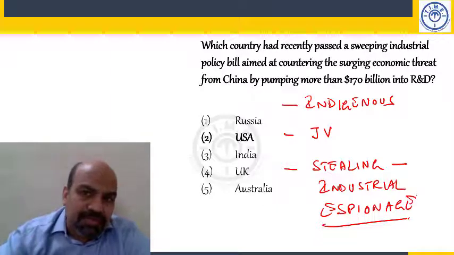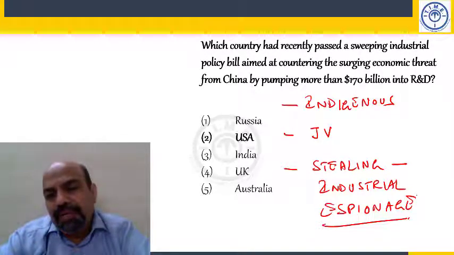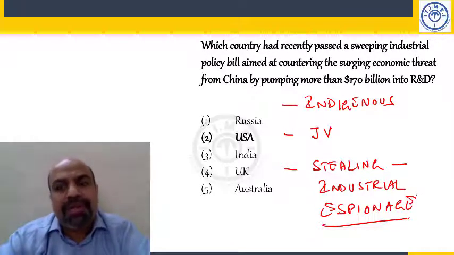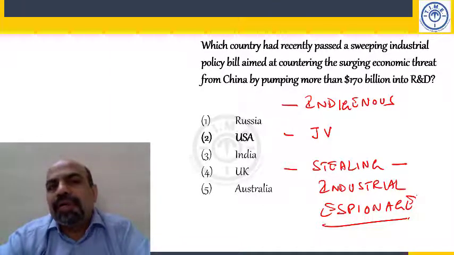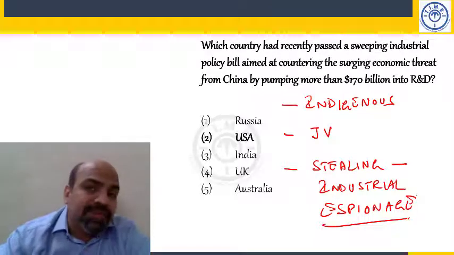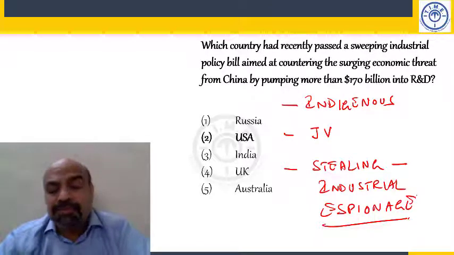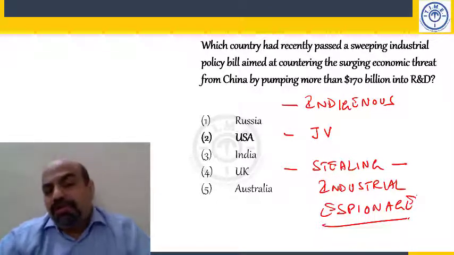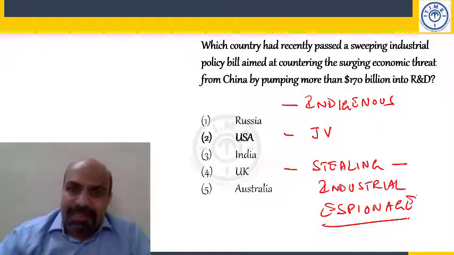Indigenous stuff manufactured at home. 2, through joint ventures. 3, stealing. Yeah, and they are world leaders in stealing. You could check any American declassified file on Chinese espionage, and you would know what I'm talking about. Espionage relates to spying, jasusi.